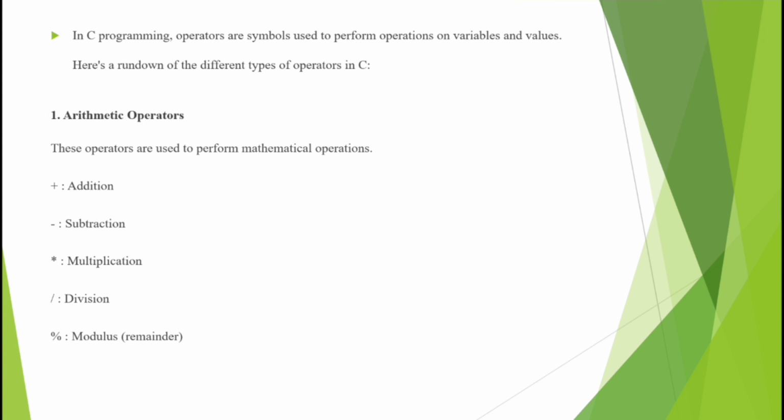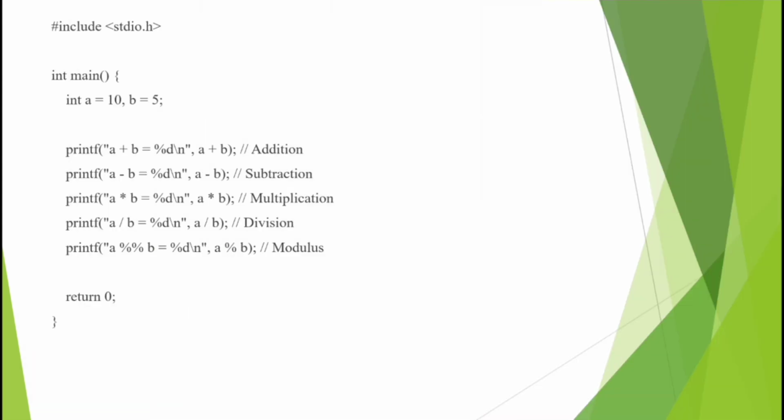The first operator is the arithmetic operator. These operators are used to perform mathematical operations such as addition, subtraction, multiplication, division and modulus division. All of these operations can be done with two variables or more than two variables. Modulus means it will give the output as a remainder. And then here is an example for arithmetic operation.